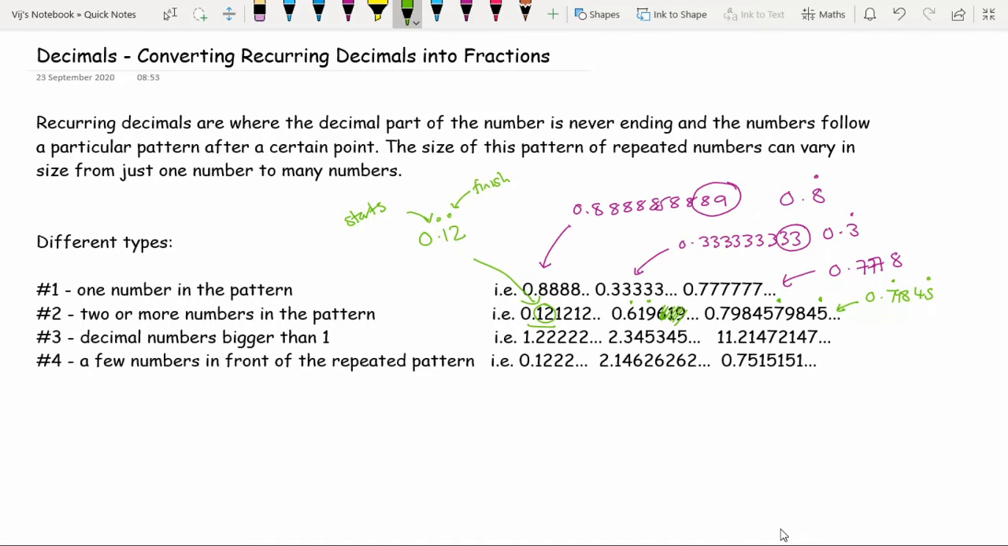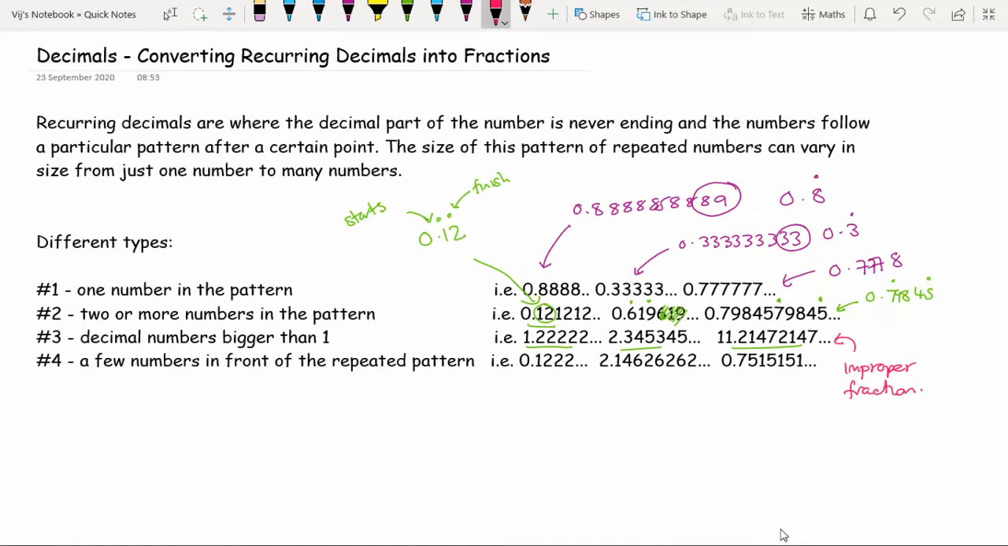Now the third one is where the decimal numbers are bigger than 1. As you can see in this third section, all the numbers are bigger than 1, so we've actually got a number before the decimal place. What that usually means is that when you are converting them into a fraction, it will be an improper fraction. So it's always worth checking your answer to make sure you've got the right thing. If you have a number that's bigger than 1, it will always be an improper fraction.